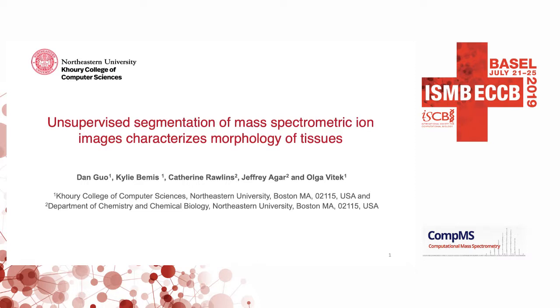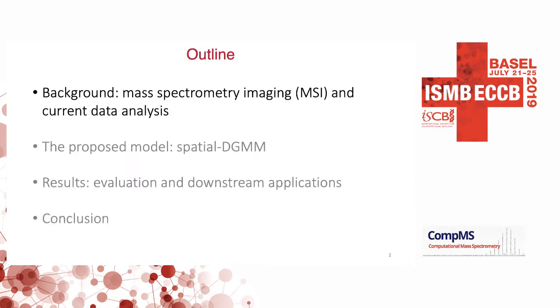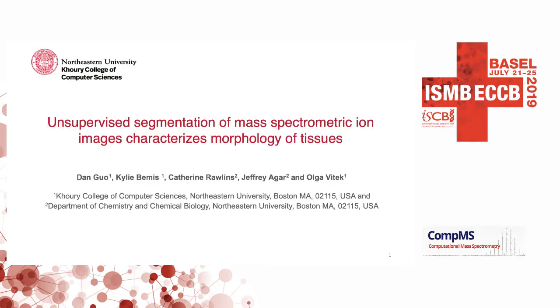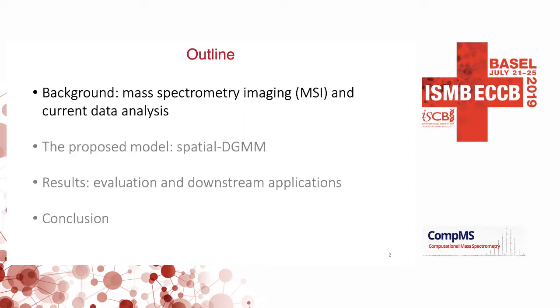Okay, thank you. I'm Dan Guo, a PhD student in computer science from Northeastern University. The title of my presentation is Unsupervised Segmentation of Mass Spectrometric Ion Images Characterizes Morphology of Tissues. I'm going to start by introducing the background of mass spectrometry imaging and current data analysis.